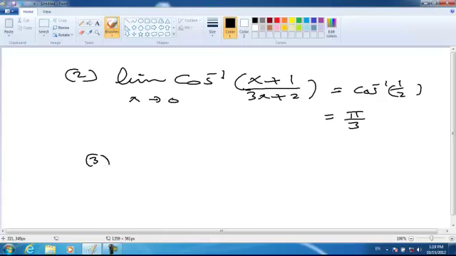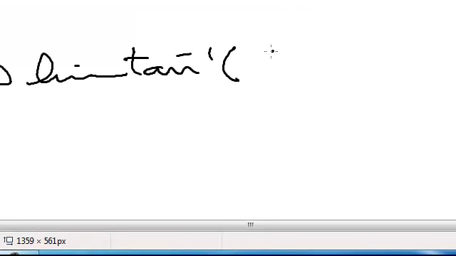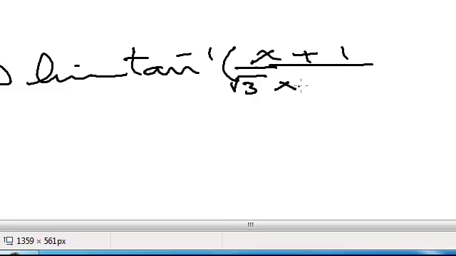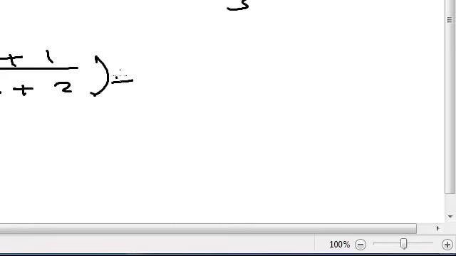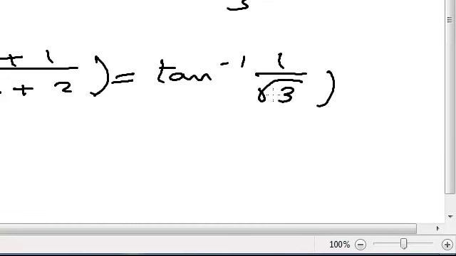Example 3, limit tan inverse of x plus 1 divided by square root 3x plus 2 as x tends to infinity equals tan inverse of 1 by square root 3, equals pi by 6. This is final exam.